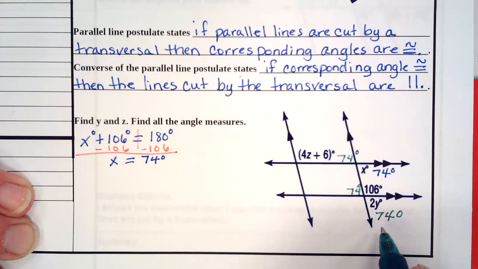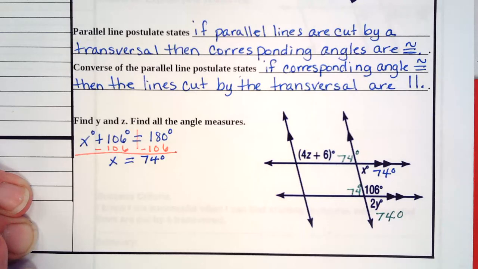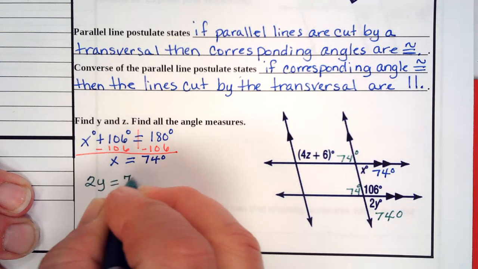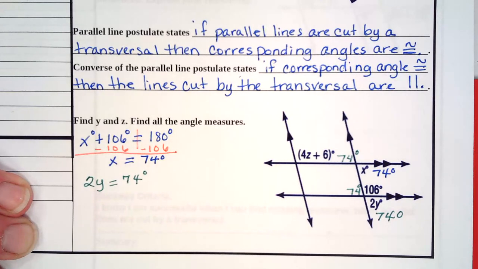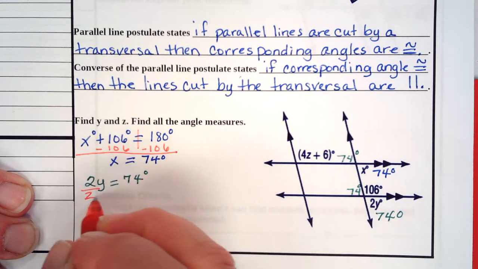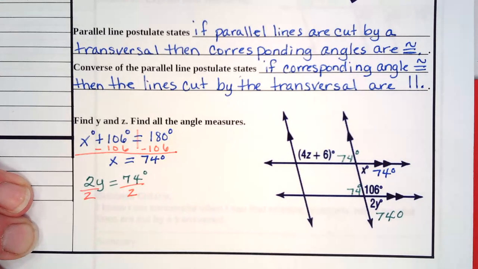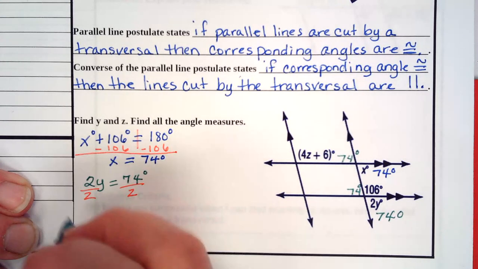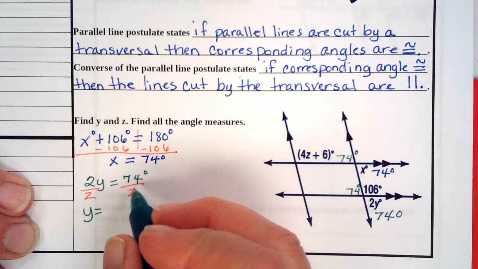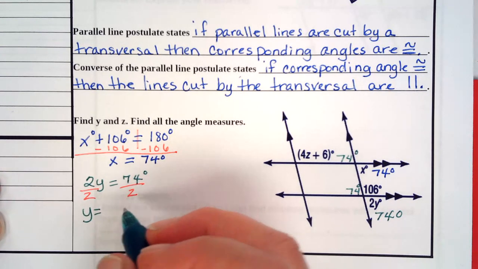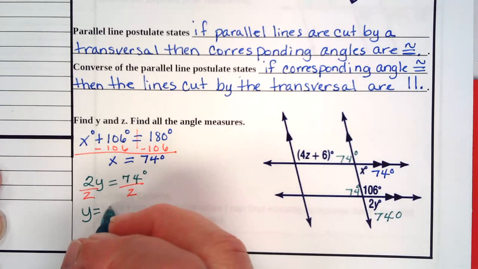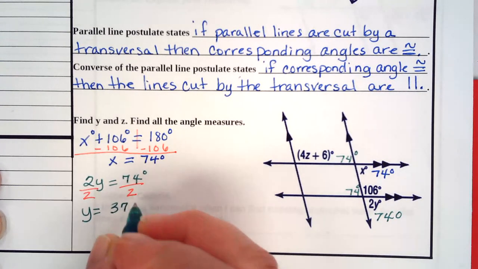2y is equal to 74 degrees. Divide both sides by 2. And y is equal to half of 74, which would be 37 degrees.